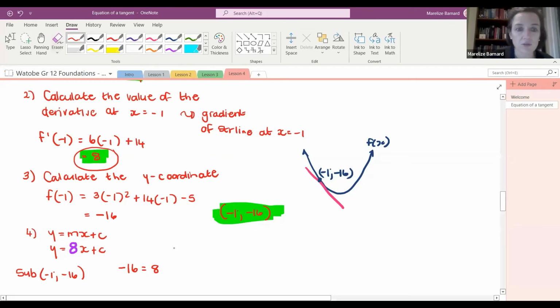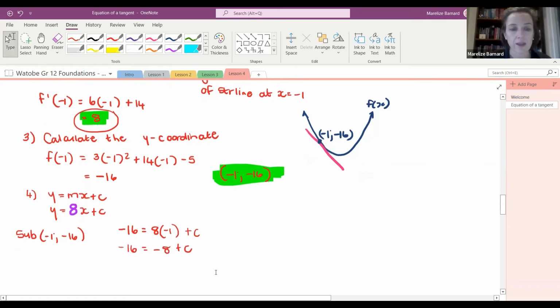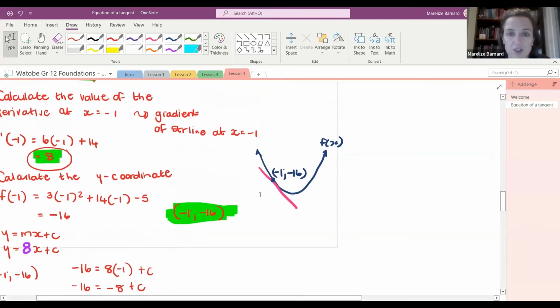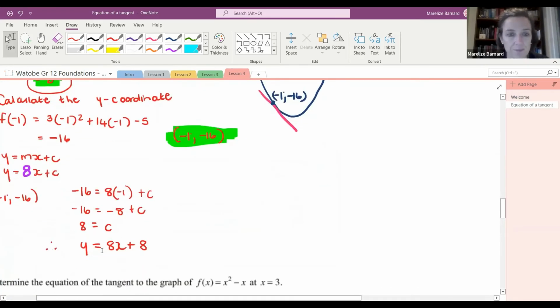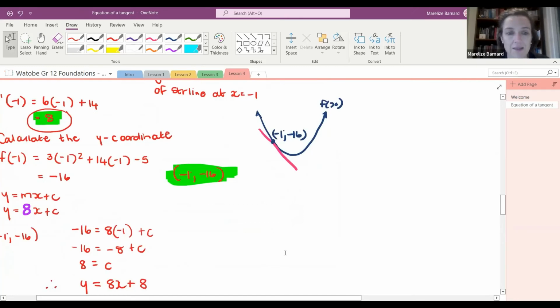So we're just going through a process now of finding the equation of a straight line. So -16 is -8 plus c. And now we're going to add our 8 on both sides. And that is c. Therefore, the final answer is y is 8x plus 8. So this pink line that I drew here, which is the tangent, is the equation that we just found. Okay, so y is 8x plus 8.